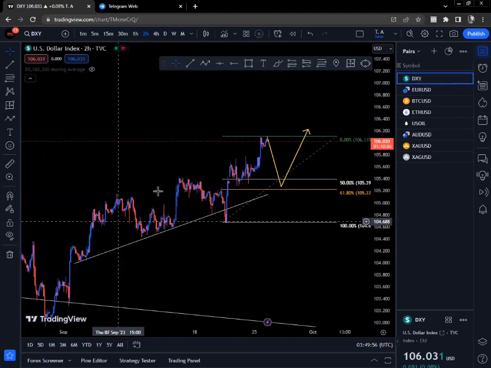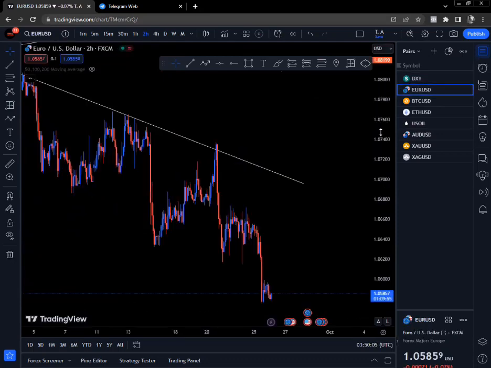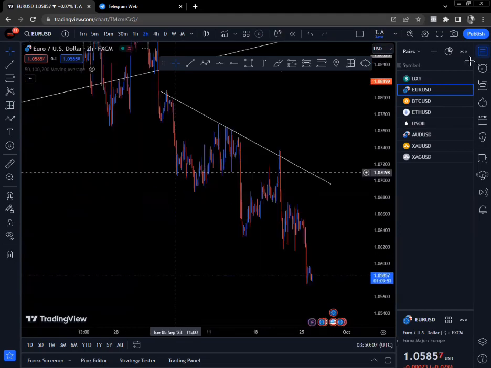I just use the XY for confirmation, right? Let me confirm that the dollar is going up before I start shorting euro. If the dollar is not going up, I will not short euro. All right. So that's it.